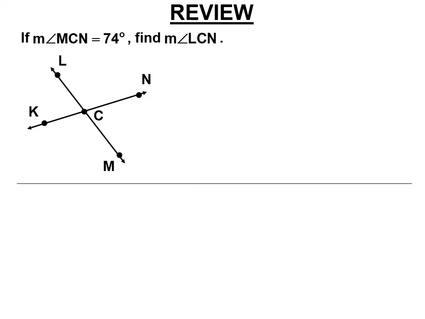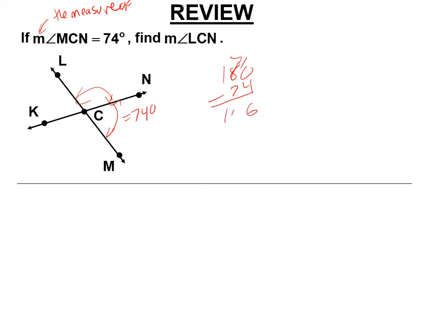The little m here means the measure of. The measure of angle MCN, that's this one here, is 74 degrees. Find the measure of angle LCN. All right, there are two possibilities. It's either the same or it's supplementary. In this case, it's supplementary. And so we're going to get 106 degrees.